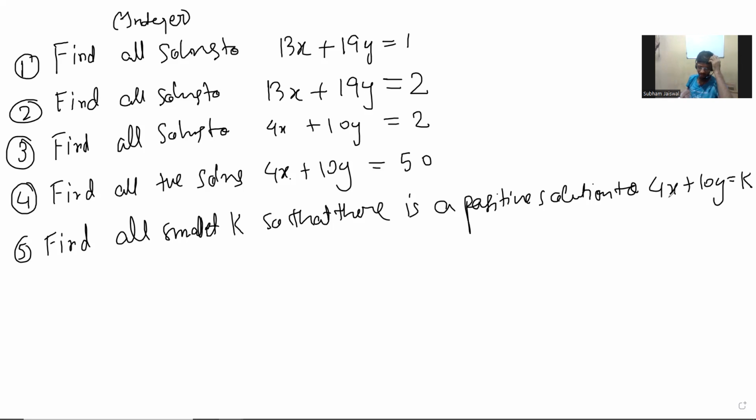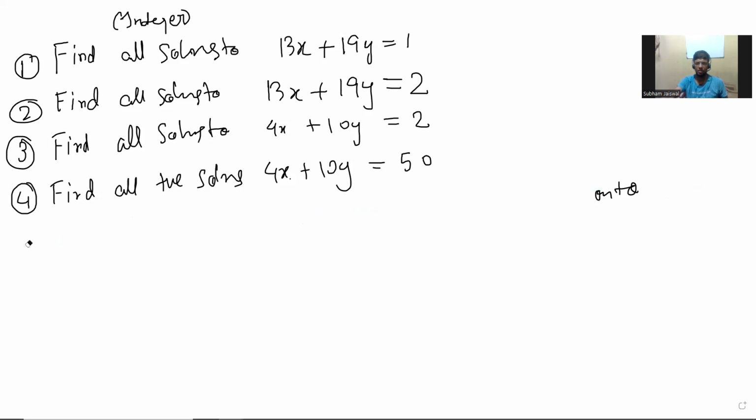Because you can just put x and y equal to 1, and then that's always the smallest solution. No, so let me change the question. This is not interesting. But try these four questions to begin with.